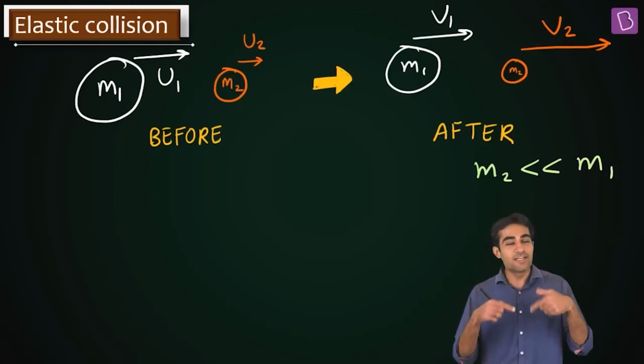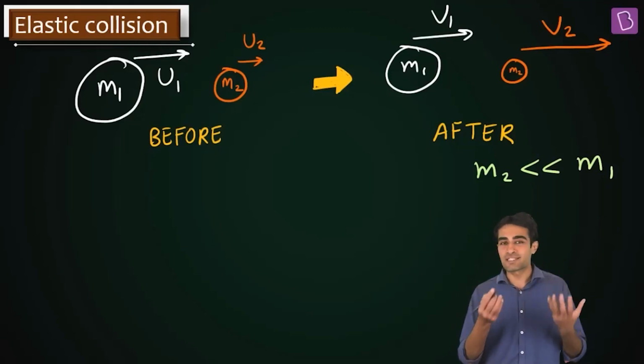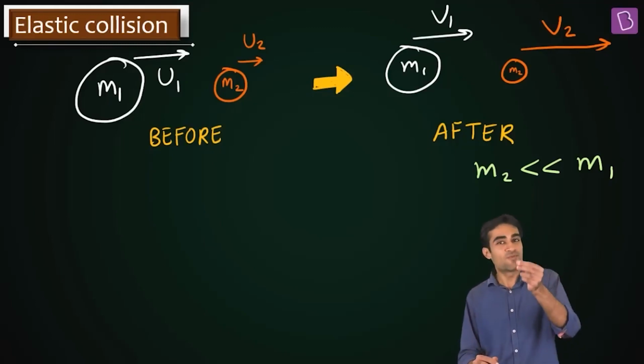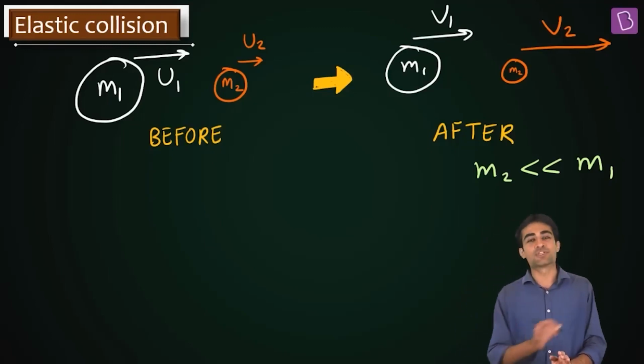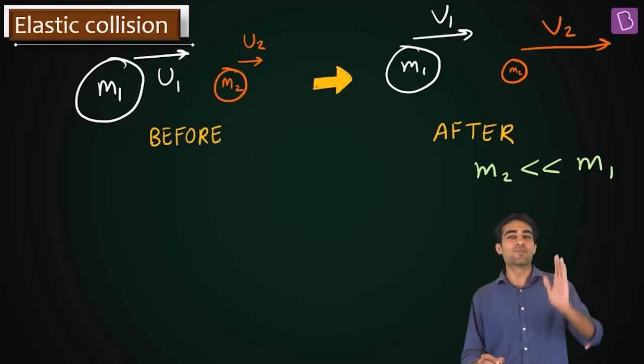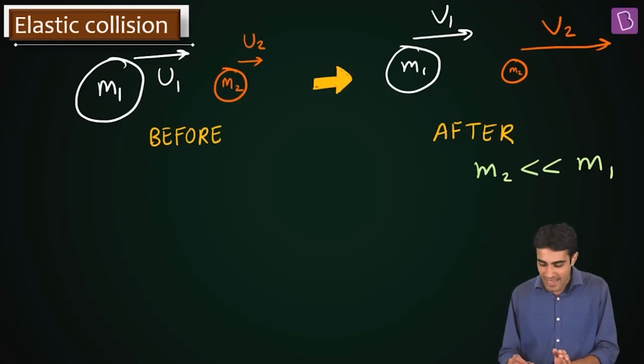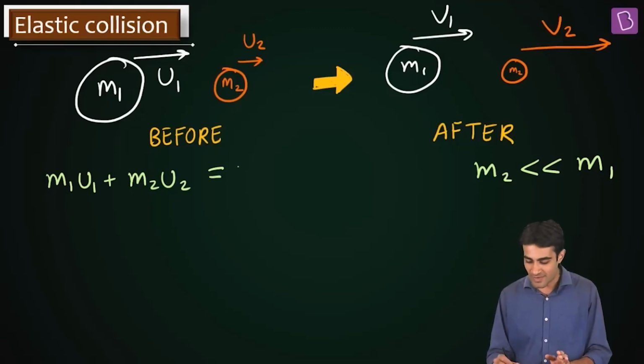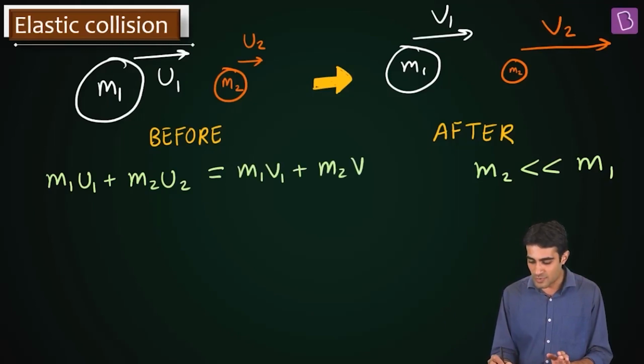Earlier, we have already seen a special case in which masses were equal. In that special case, the velocities get interchanged. And in this special case, we will see what happens. So, first equation, conservation of linear momentum. This equation goes like this. We have mass m1 times u1 plus mass m2 times u2. This is the initial momentum. This must be equal to the final momentum, which is equal to m1 v1 plus m2 v2.